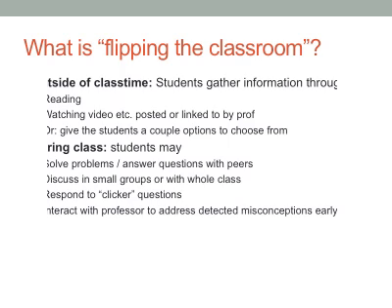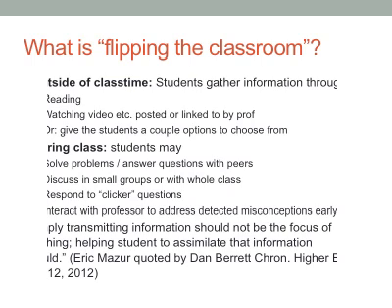And then the key is, at that point, they're interacting with the professor to address misconceptions early. Rather than everything seeming totally lucid while they're in lecture, then they go back to the dorm room and discover their misconceptions while they try to do their homework, they're trying to do what would be their homework during the class time, and then you can interact with them and address those things. And here's a quote that I thought sort of captured it. Simply transmitting information should not be the focus of teaching. Helping students to assimilate that information should. So the assimilation is what happens in the classroom rather than the transmission.